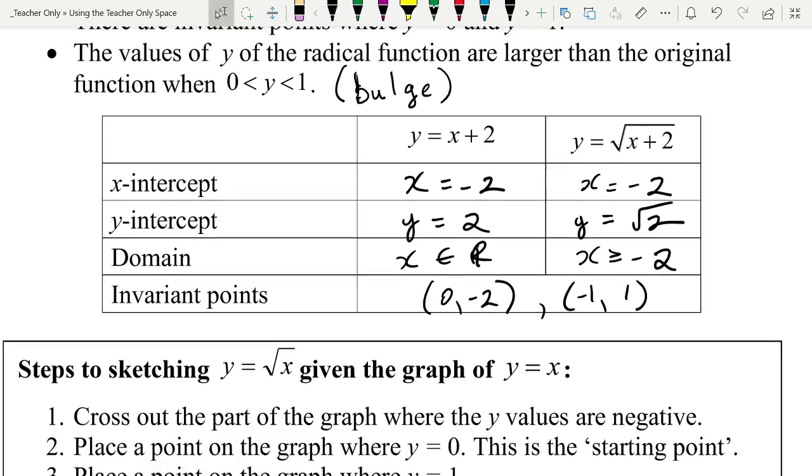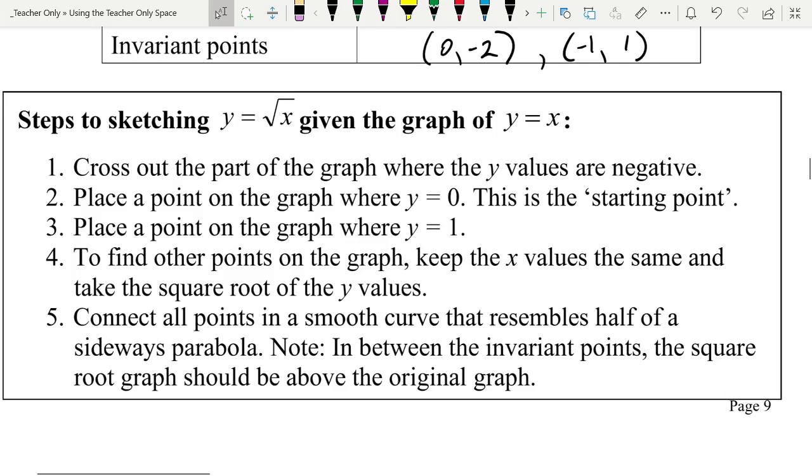Steps to sketching. Cross out the part of the graph where the y values are negative. You can't square root a negative, so that part won't exist when you square root it. Place a point on the graph where y is 0, because that's going to be invariant. We'll call that our starting point. Place another point on the graph where y equals 1, because that's also invariant. To find other points on the graph, keep the x values the same and take the square root of the y values. Connect all points in a smooth curve that resembles half of a sideways parabola. And note, in between the invariant points, the square root graph should be above the original graph. In other words, that's the bulge part.